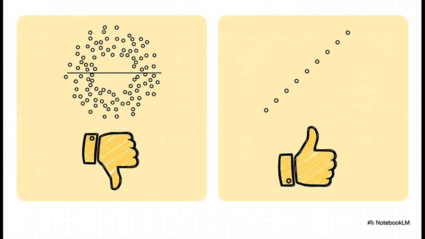Let's just look at the two extremes to make this crystal clear. An R-squared of 0 means your line is, well, it's useless. It explains absolutely nothing. On the other hand, an R-squared of 1 means your line is a perfect crystal ball. It explains everything flawlessly. In the real world, we're always landing somewhere in between.